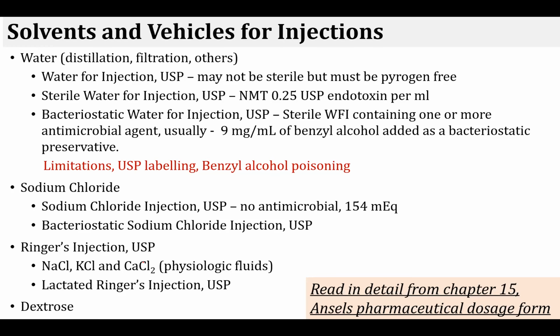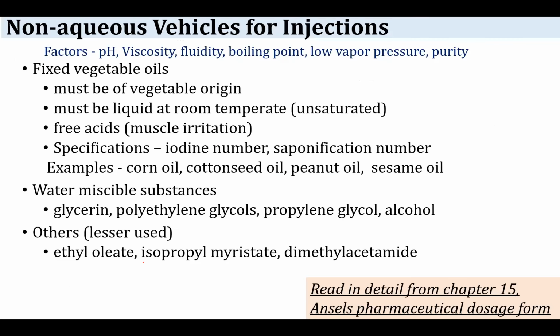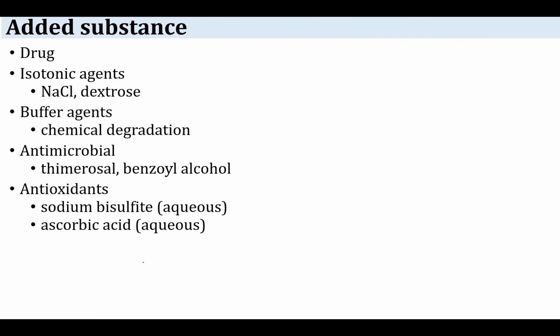Sodium chloride, Ringer solution. What do we use? Don't go into more detail like factors. These are just for your information. But yes, we use vegetable oil either by the IV route to give as an emulsion or by the intramuscular route to make a depot formulation. We use corn oil, cottonseed oil, peanut oil, sesame oil, or water miscible substances: glycerin, PEG, propylene glycol, ethanol as a solubilizer.